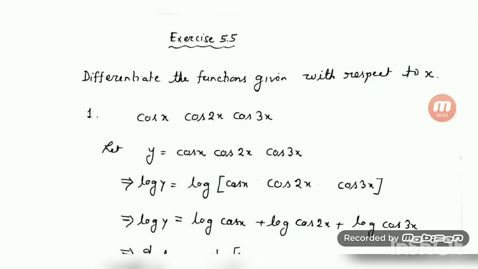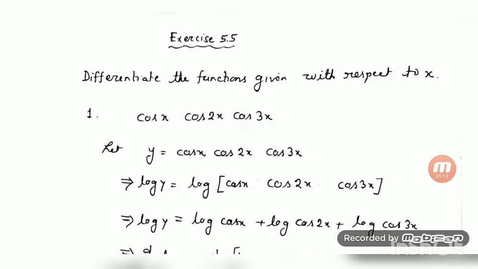Or logarithmic differentiation can also be used. I proceed with the question by using logarithmic differentiation. That's why I named the function y. So y is equal to cos x, cos 2x, cos 3x. Now I want to convert this product into a sum. That's why I'm taking log on both sides. Log of y equals log of cos x into cos 2x into cos 3x.